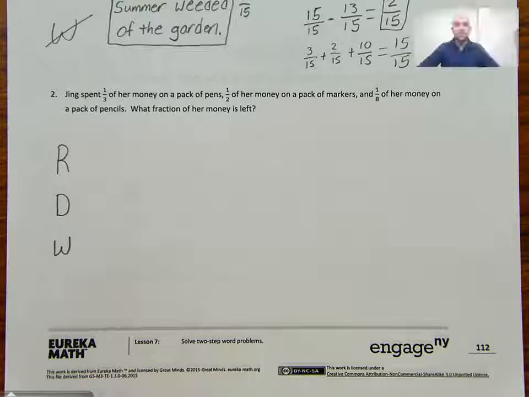Jing spent 1/3 of her money on a pack of pens, 1/2 of her money on a pack of markers, and 1/8 of her money on a pack of pencils. What fraction of her money is left?